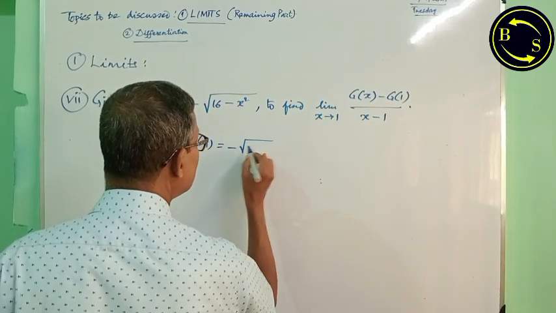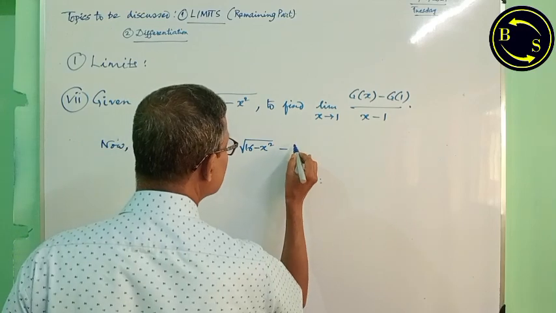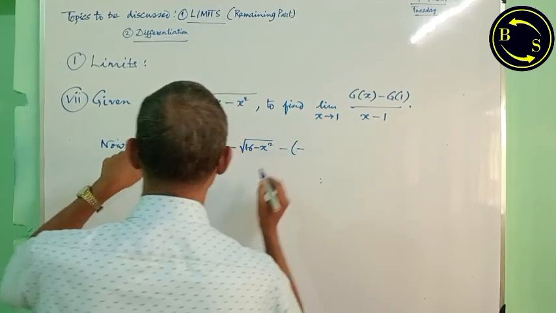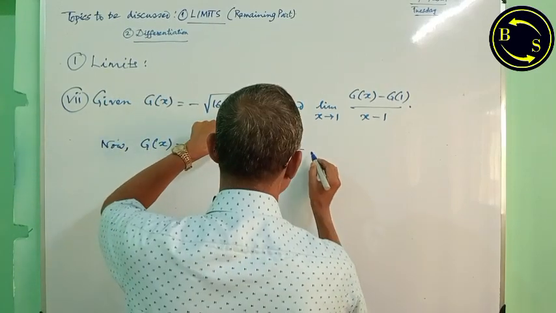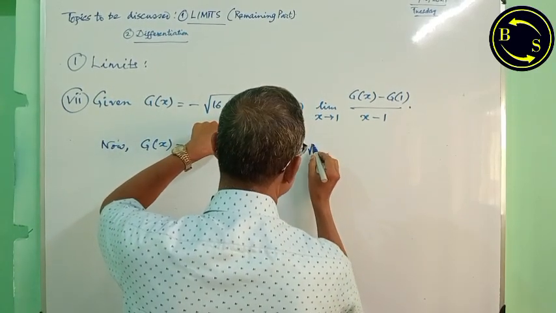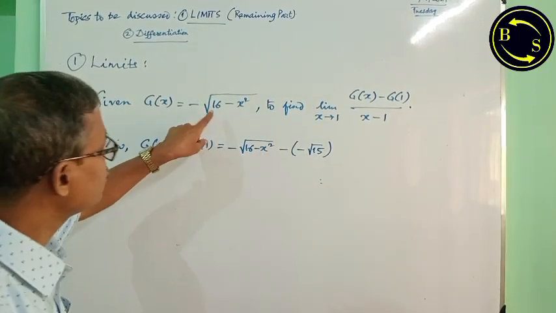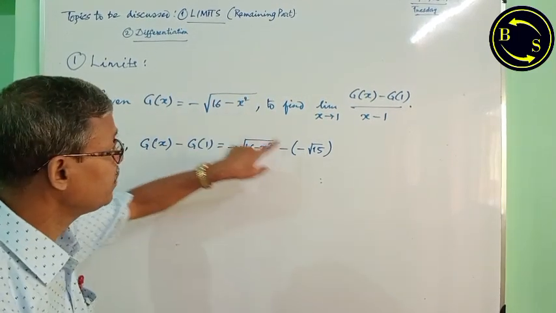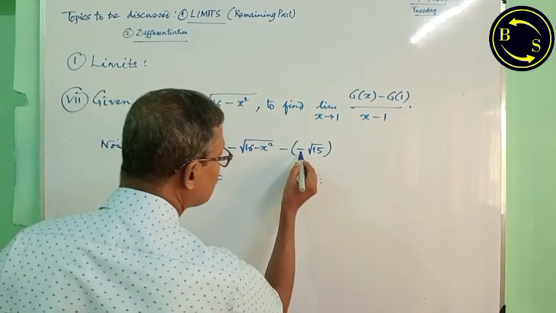minus root over 16 minus x square minus, if I put the value 1, it will be 16 minus 1, that is 15. Therefore, finally, what do we get? This is plus.